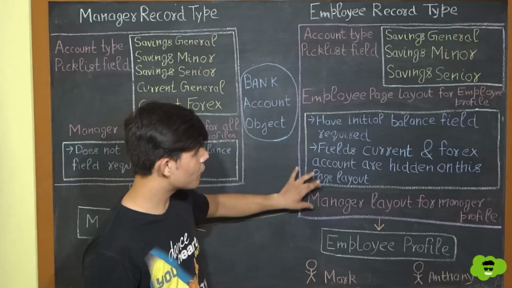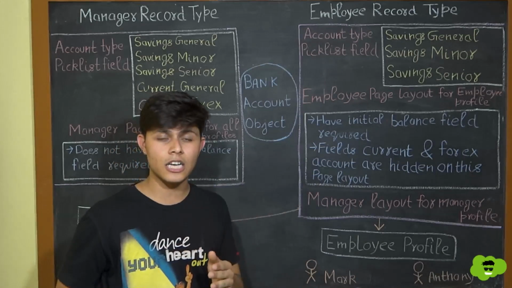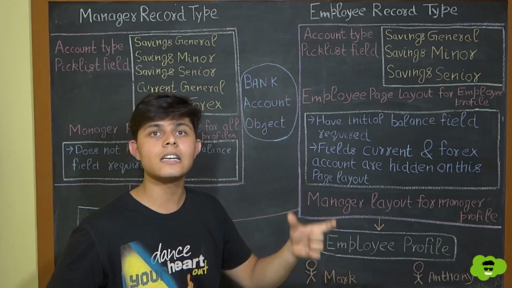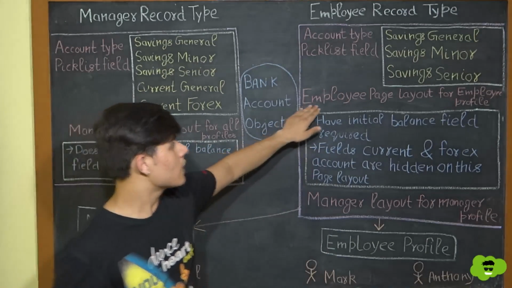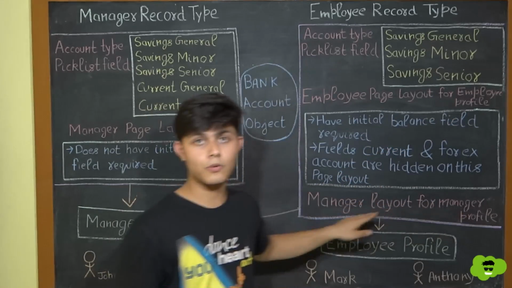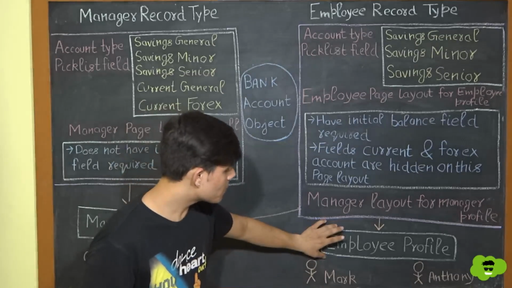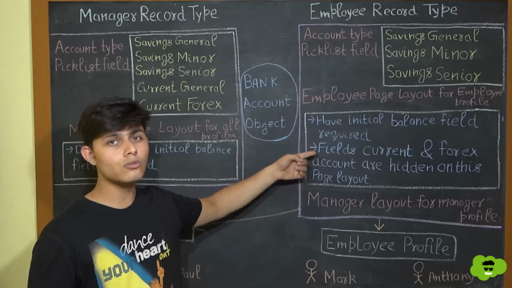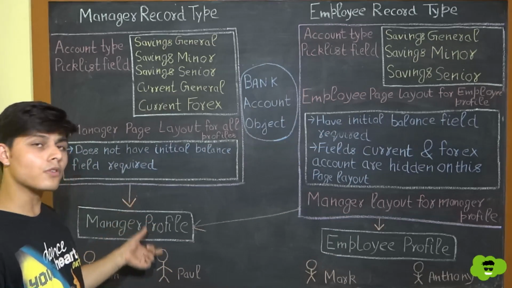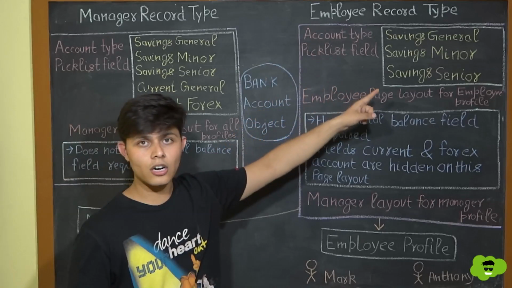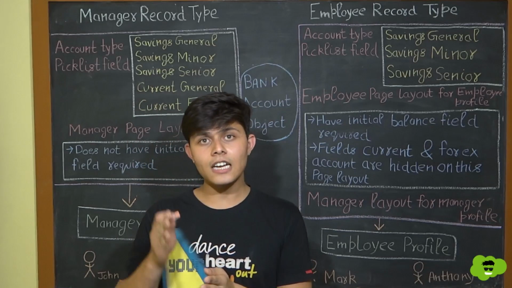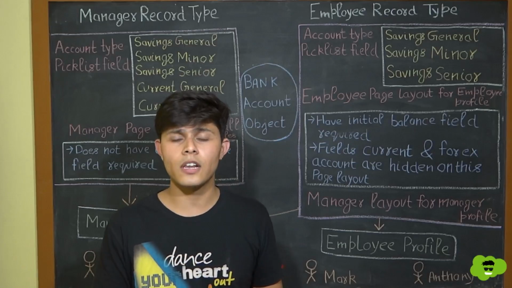Why? Because you can set different page layouts for different profiles in record types. I repeat, you can set different page layouts for different profiles in a single record type. This is what we have done over here. We have assigned the employee page layout for the employee profile and we have set the manager page layout for the manager profile. What that means is that whenever users of the employee profile create a record using this record type, they'll see the employee page layout. But whenever a user of the manager profile creates a record using the employee record type, they'll see the manager page layout. That means on a single record type, you can set different page layouts for different types of users based on the profile. Hope you have understood.